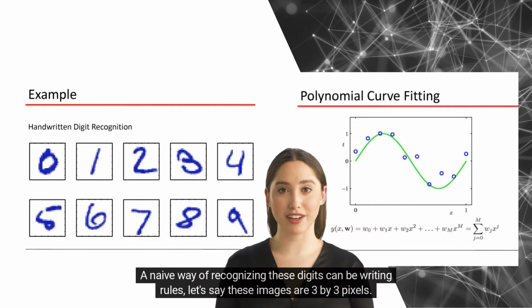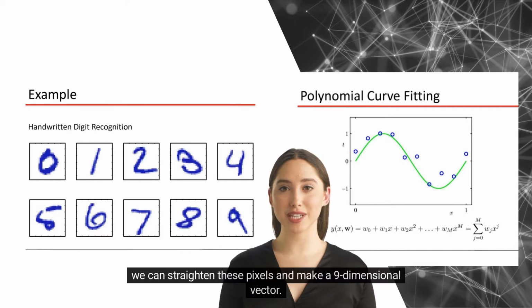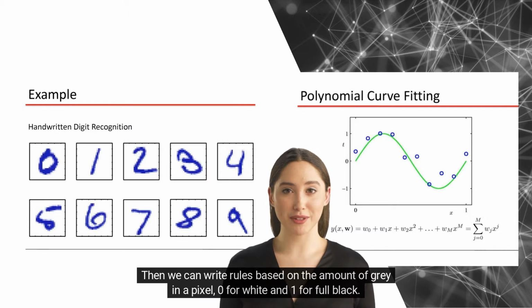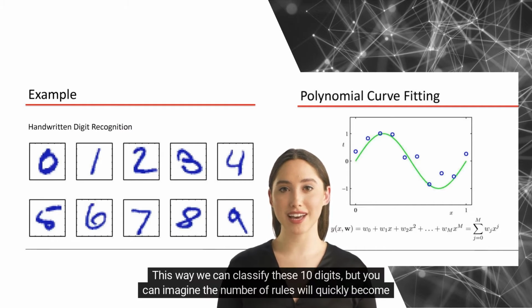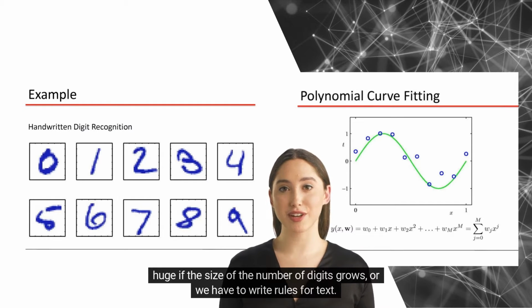A naive way of recognizing these digits can be writing rules. Let's say these images are 3 by 3 pixels. We can straighten these pixels and make a 9-dimensional vector. Then we can write rules based on the amount of gray in a pixel, 0 for white and 1 for full black. This way we can classify these 10 digits, but you can imagine the number of rules will quickly become huge if the number of digits grows, or we have to write rules for text.